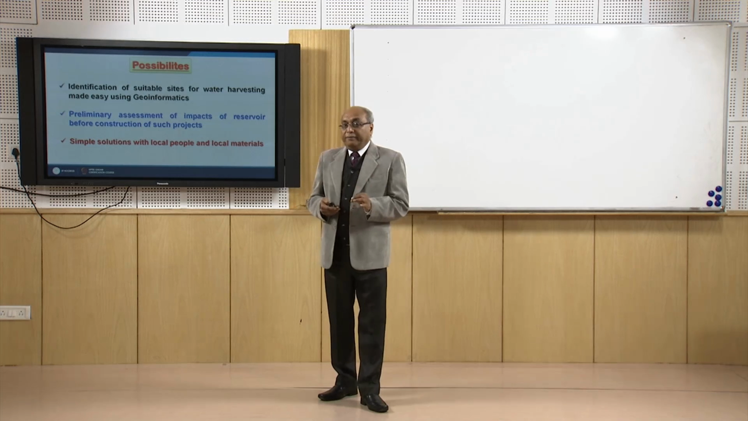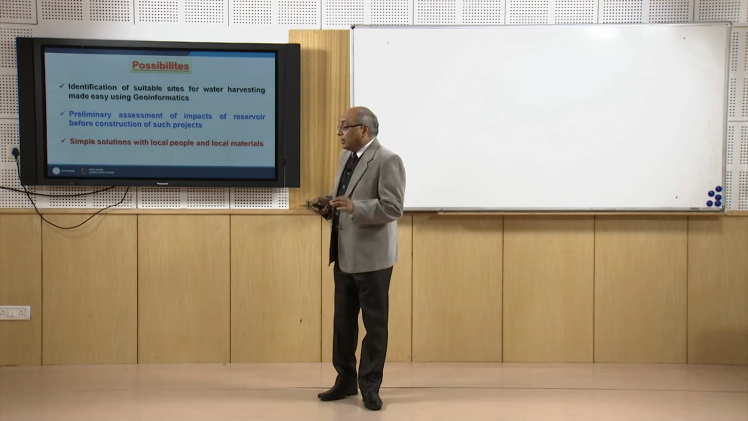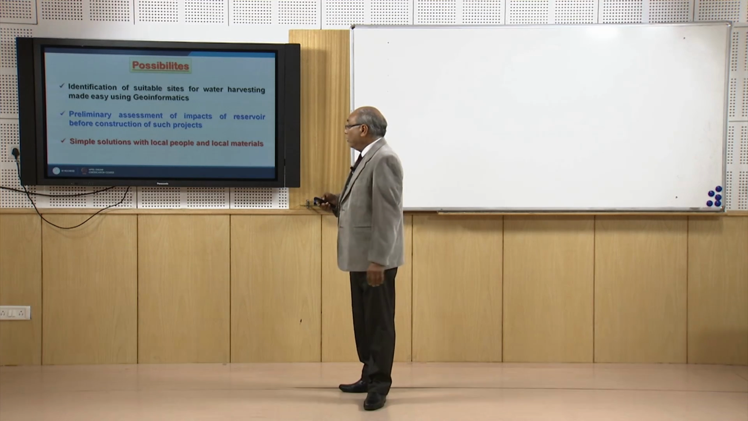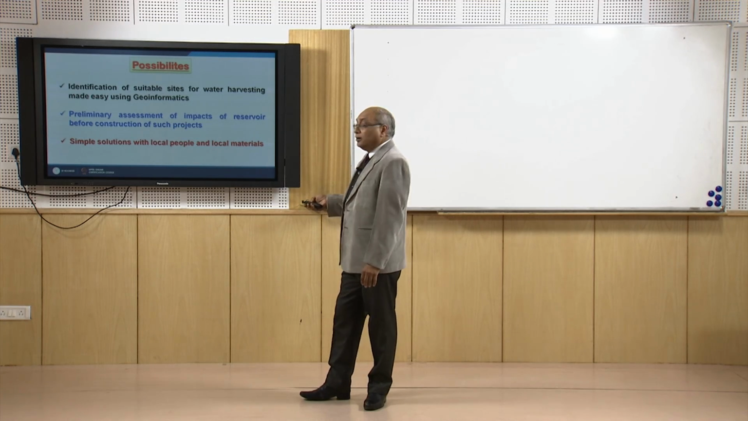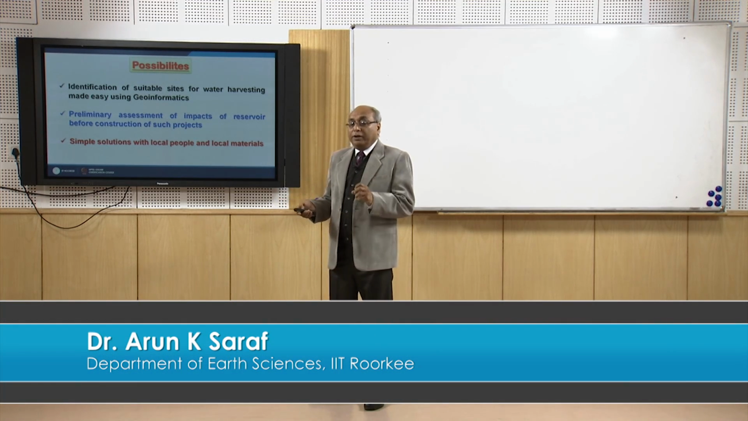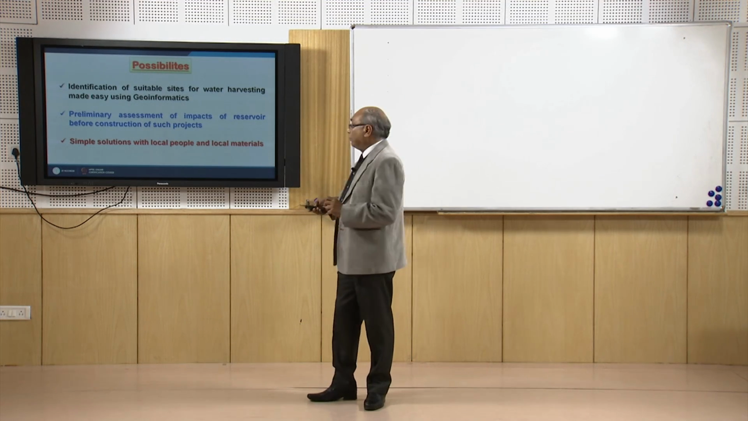So, this is how remote sensing and GIS can play a very important role to not only identify the problem, but also the solution, simple solutions with the help of local people and local materials. So, this brings to an end this brief discussion on how remote sensing and GIS, especially related to groundwater, can be applied.